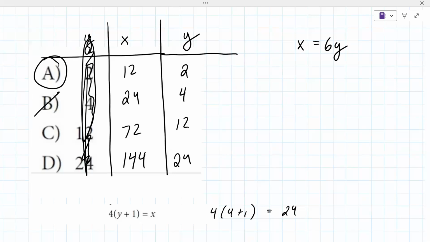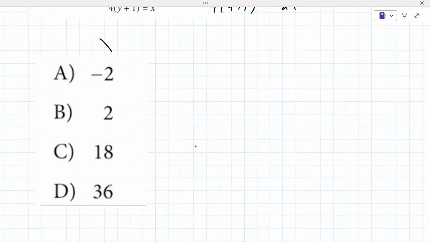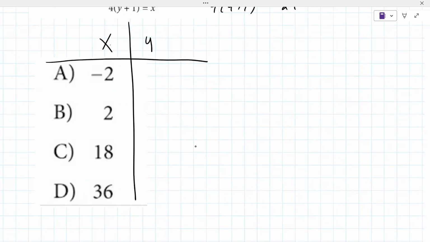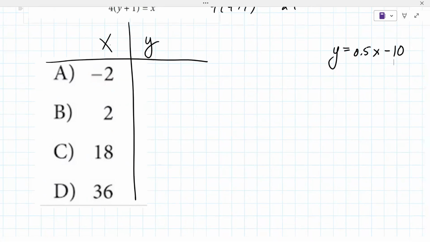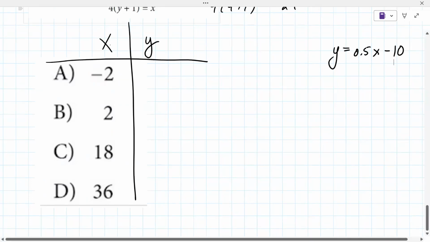Okay, so let's look at the next one here. Same idea. I really, really want you to build the table first. All right, so here is the table. And this is for x. Y in our problem is going to be 0.5x minus 10. At first, you might say it's a decimal, but 0.5 means to cut in half. You're just cutting these numbers in half and then subtracting 10. So give me the y values, please, whenever you have them.